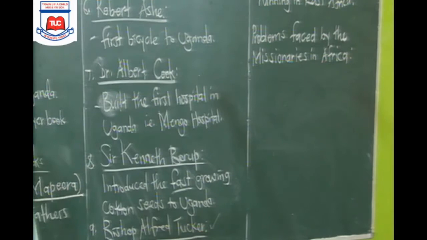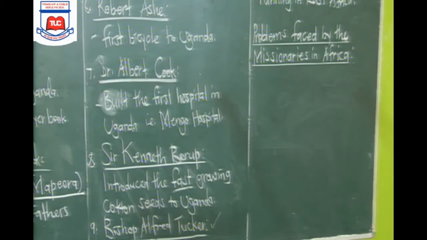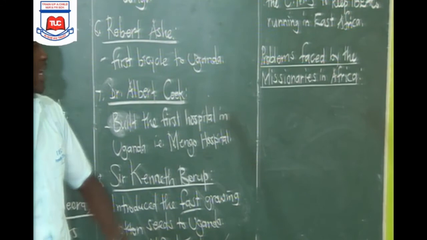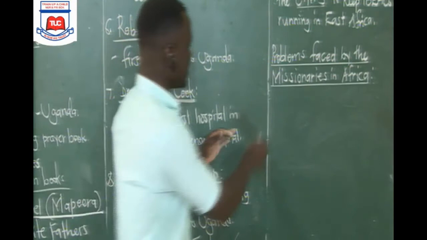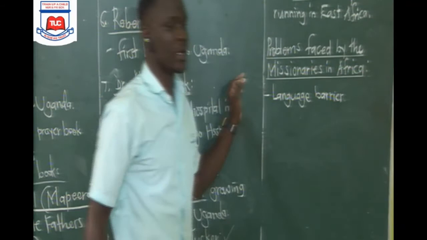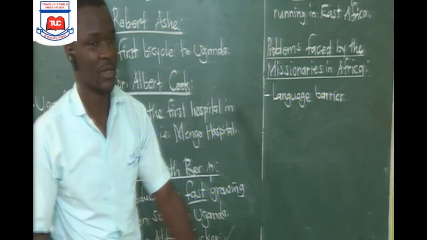Problems faced by the missionaries in Africa is our next subheading that we are going to be discussing. When we talk of the problems, if we are able to remember some of the problems that the European explorers faced while in Africa, then we shall be able to bring some of them here, since they were also foreigners. One, difficulty in communicating with the locals. That is what brings what we call language barrier. It simply means that the British did not know the languages that the Africans were speaking. So as a result, it gave a problem.